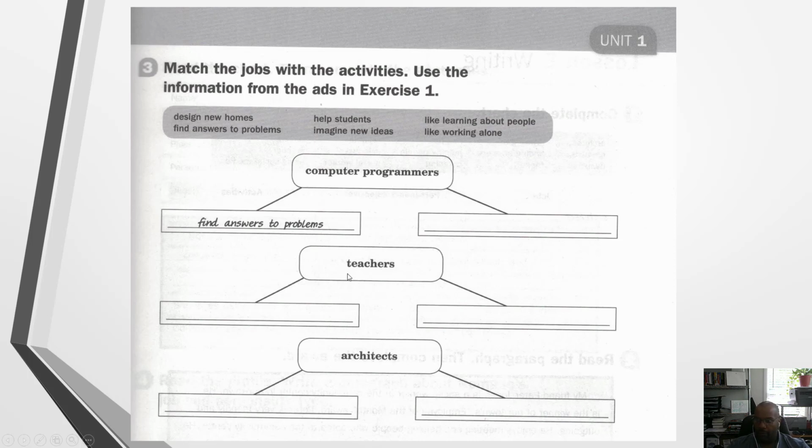Okay. For teachers, I wrote help students and like learning about people. For architects, I wrote down design new homes and imagine new ideas. So that's what I've got for these 3 job descriptions. Okay? And hopefully we have something similar. Okay? Let's move on.